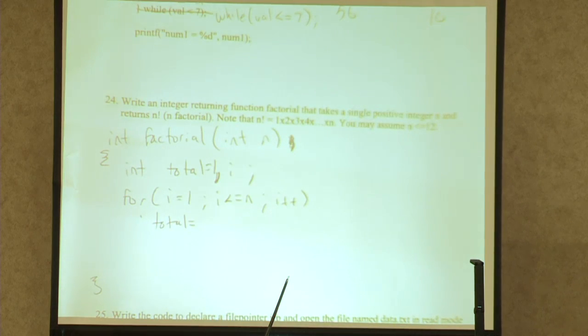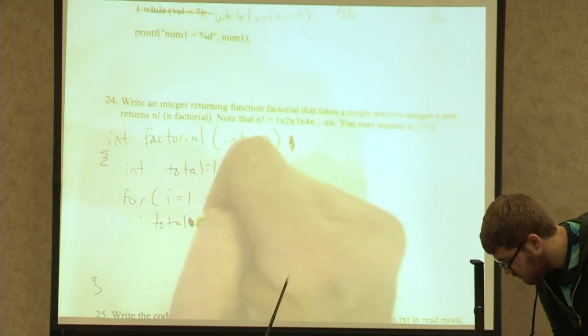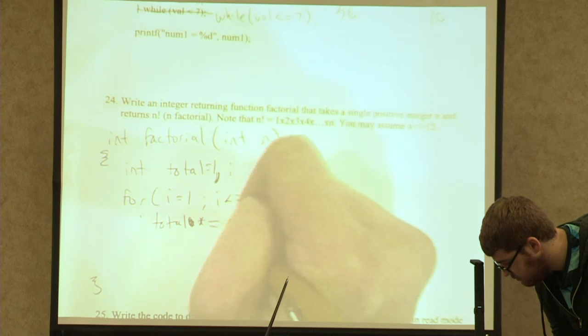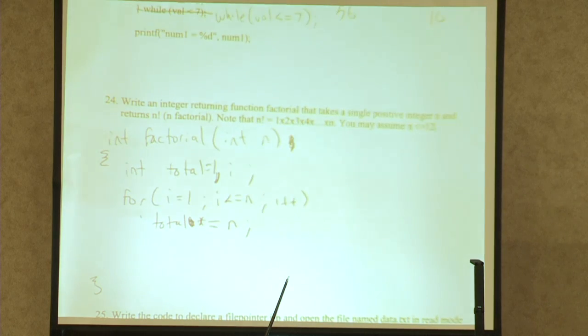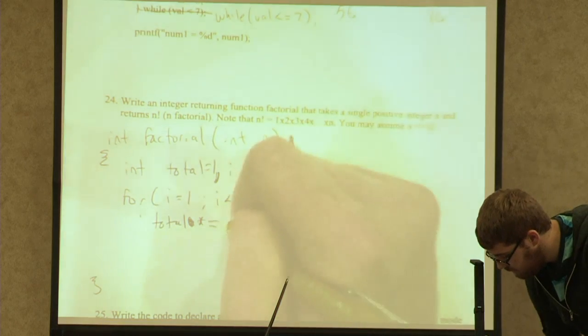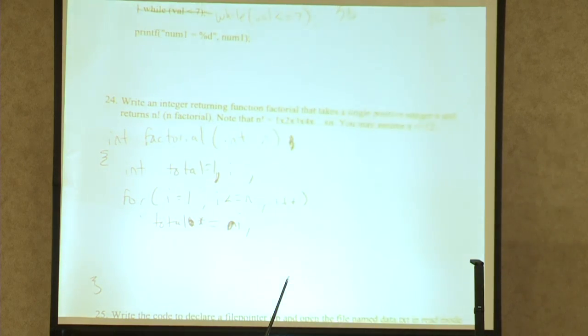So then we got for i less than or equal to n, total. So then what you could do is what we were doing before, times equals i, right? And the first one would be 1 times 1, I'm sorry, i. So the first one would be 1 times 1, i would go up, then it would be 1 times 2, 2 in total, and that would work.